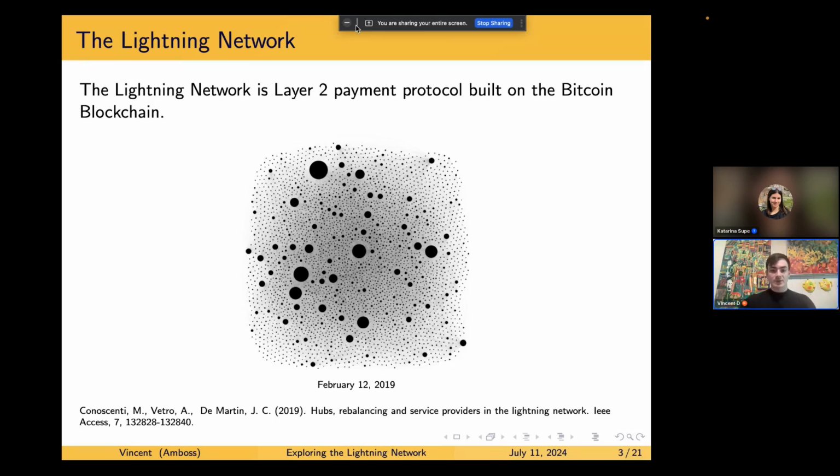Here you can see a snapshot of the Lightning Network from February 12th, 2019, in the paper cited below, and this is just a visualization that's significant to me because it's one of the first that I was exposed to while I was learning about graph analysis and the Lightning Network in general. And from this you can see at a glance which nodes are the influential nodes in the network based on their position closer to the center, then how much capacity they command in the network based on their size. So just a lot of information packed into one small visual.